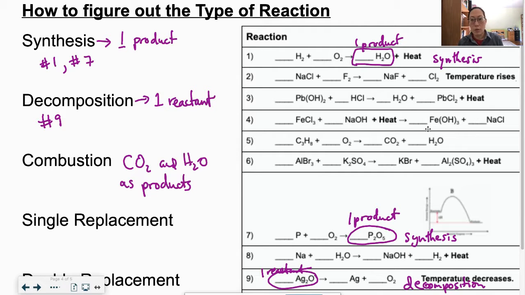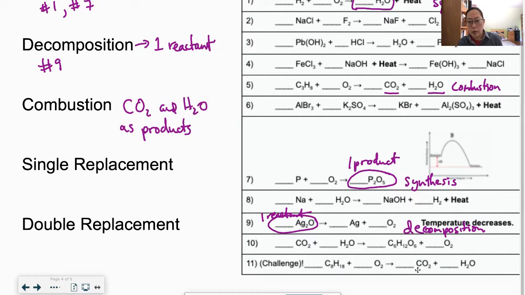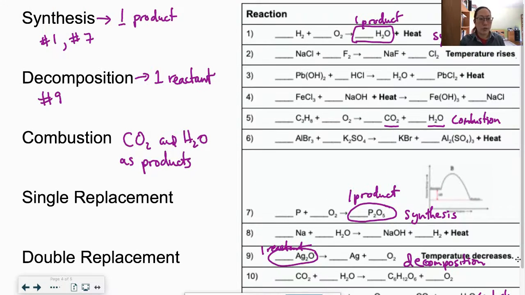So look through these, find reactions that have CO2 and H2O as products, and I see one right here. Number 5 has CO2 and H2O as products, so this is a combustion. And then if I scroll down, this challenge problem also has CO2 and H2O as products, so this is a combustion. All right, so we now know how to recognize combustion reactions.